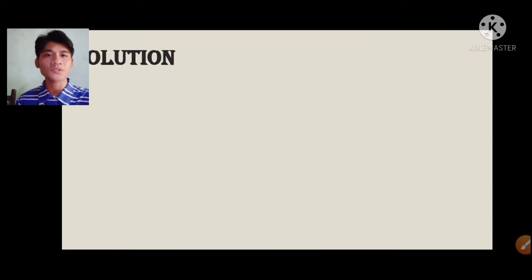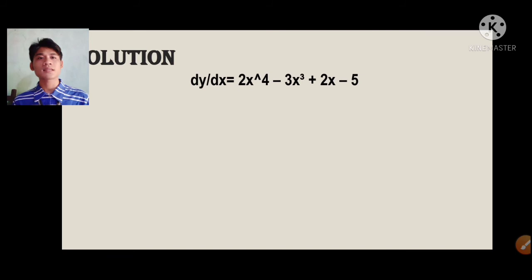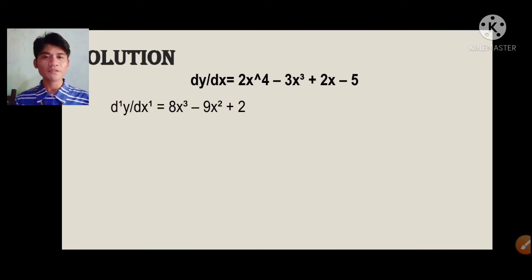So the solution, again, let us rewrite the given. Don't confuse it with the dy with respect to dx, because it is one of the notations of denoting derivative. So we have this 2x raised to the power of 4 minus 3x cubed plus 2x minus 5. So the first derivative, dy with respect to dx, is equal to 8x cubed minus 9x squared plus 2.